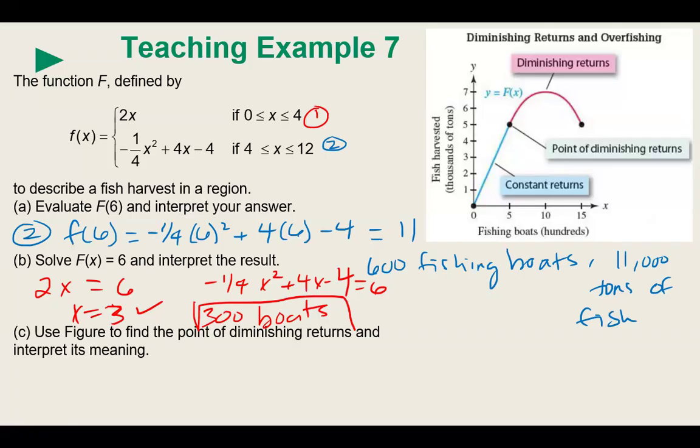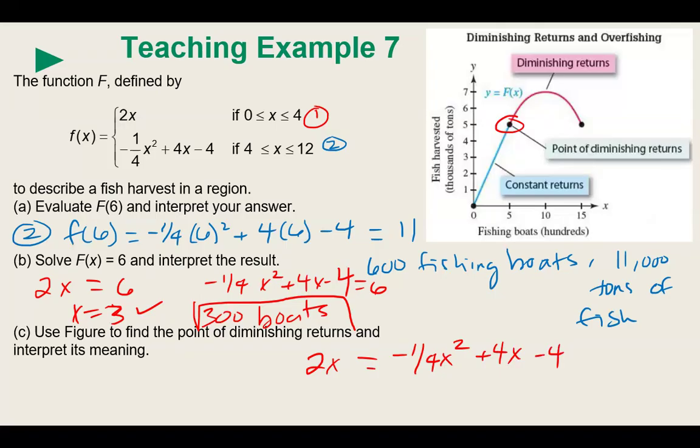Not bad. Okay. Then it says, use the figure to find the point of diminishing returns and interpret its meaning. So our point of diminishing return is right here. That's the point when our two equations are equal. Do we see that? So we're looking for at what point do these two equations equal each other? That's our point of diminishing returns. So that's me setting 2x equal to negative 1/4 x squared plus 4x minus 4.